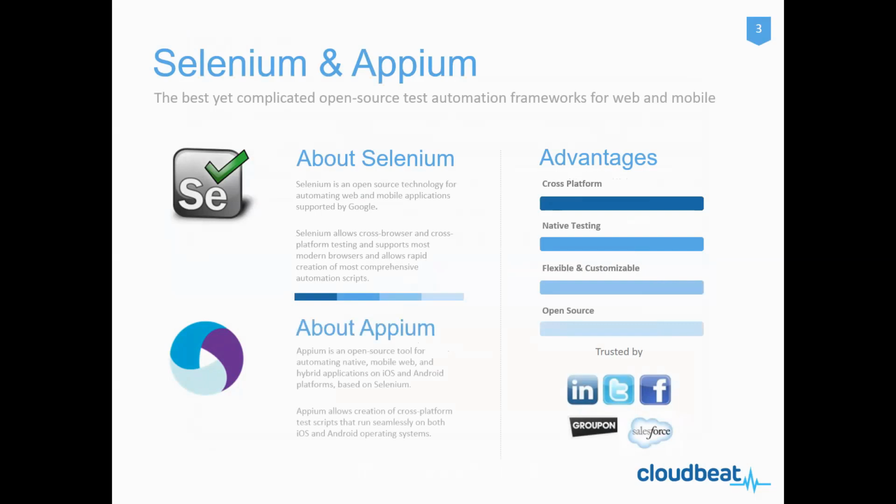Selenium is a very popular open source technology for automation of web and mobile applications. It's in very wide adoption across the industries. Appium is very similar to that. It's also an open source tool, and it's used for automating native and mobile web applications. As you can see, the advantages listed here are that these are cross-platform tools. They're used for native application testing. They're flexible and customizable, open source, and of course, trusted and used by many big players in technology and internet.